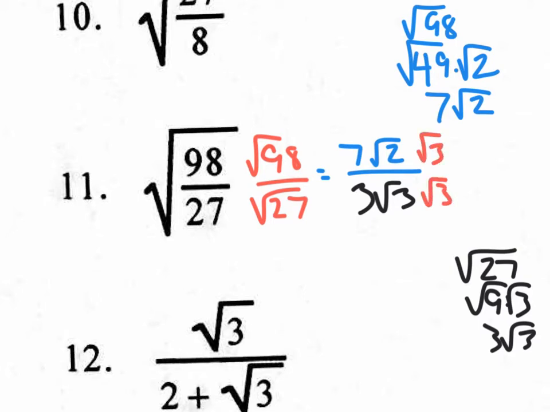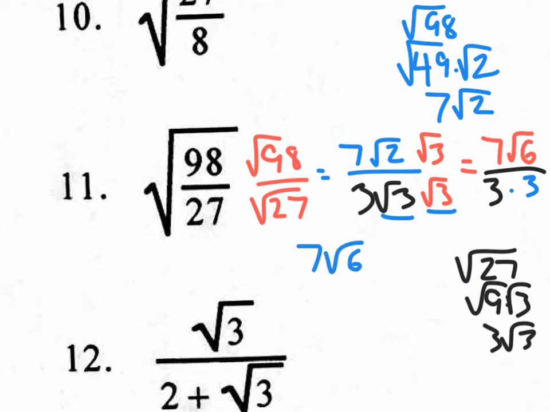So on the top, 7 times the square root of 2 times the square root of 3, that's simply going to be 7 times the square root of 6. You could actually multiply the square root of 2 times the square root of 3 and put them together. You get the square root of 6. Now, down here, the 3 that you see right here, I'm just going to write it as the first part of the denominator. And then I'm going to do the square root of 3 times the square root of 3. That is just 3, so I really have times 3. So my final answer for number 11 is going to be 7 square root of 6 over 9. Nothing else to simplify, nothing else to cancel. That is your answer for number 11.